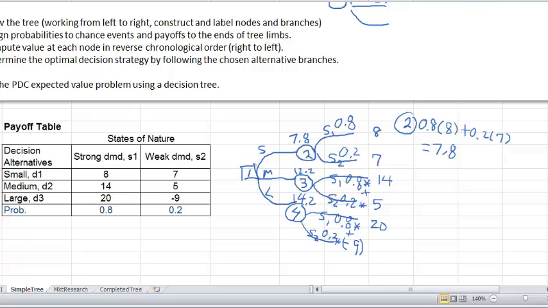Now at this node, it's a decision node, so we don't actually do expected value calculation. We just get to choose because we get to decide here. So there are 3 choices. The first choice leads to 7.8. The second choice leads to 12.2. The third choice leads to 14.2. So obviously you want to choose the third branch leading to the highest expected value.